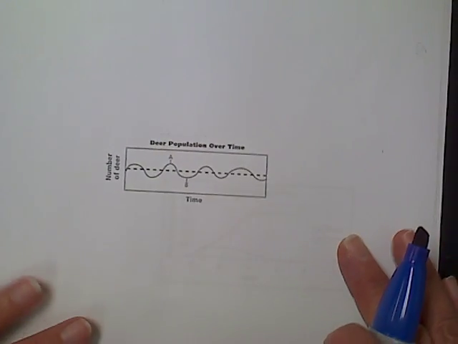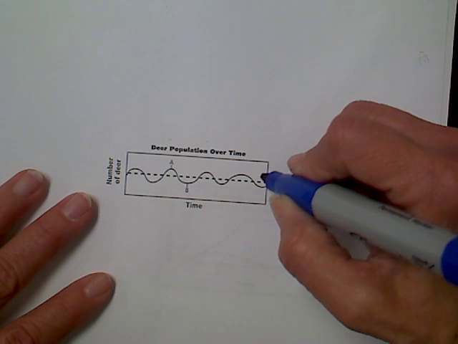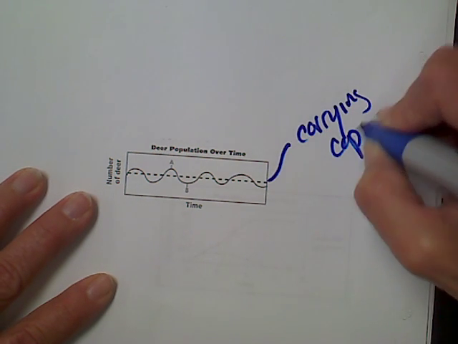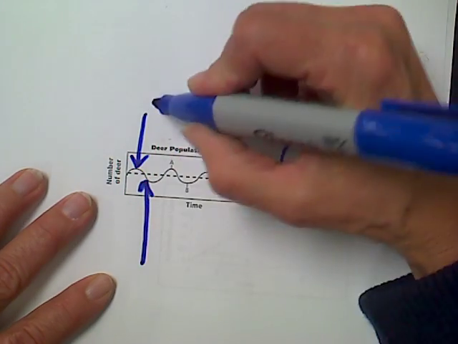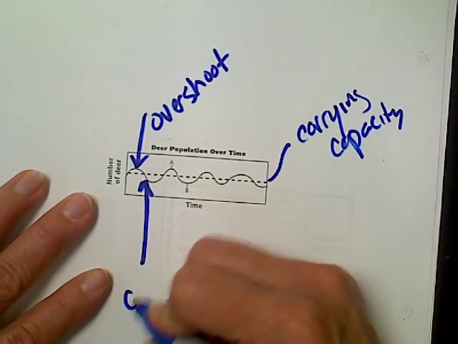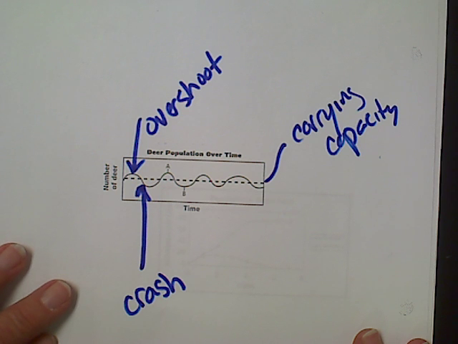Down here, this is a really good example of a graph that has a carrying capacity in it. We know that this is our carrying capacity right here, right? And then these are our areas where they overshoot and then crash. Remember that in our notes? We overshot and crashed in our notes. And so that's what's occurring at each one of these.